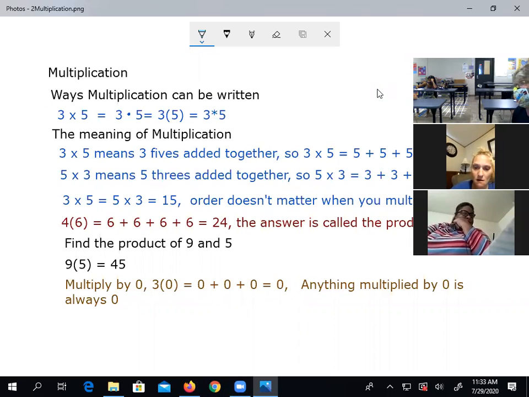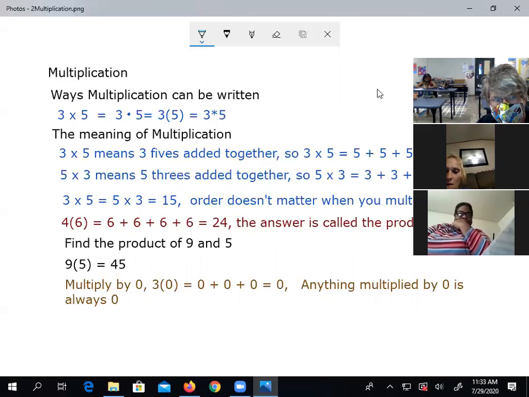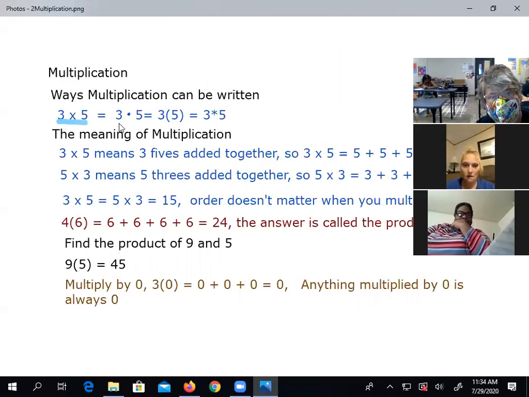On the GED test, there's something called algebra. Algebra is a written language. So you have to be able to understand math on paper as well. So, ways multiplication can be written. Most commonly we're familiar with this: 3 times 5.